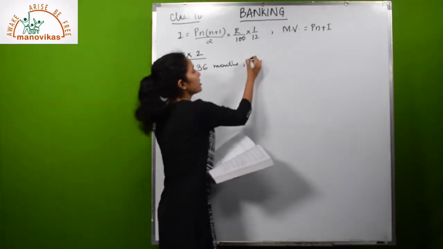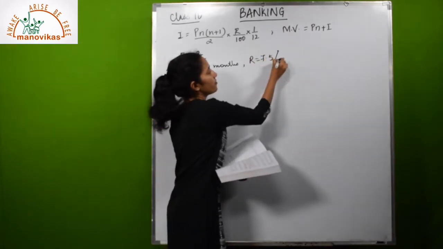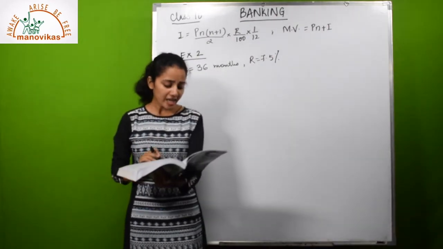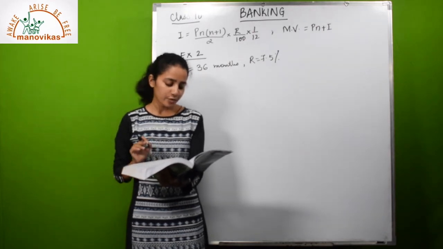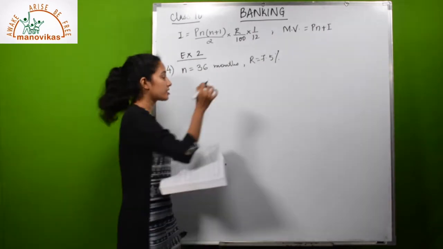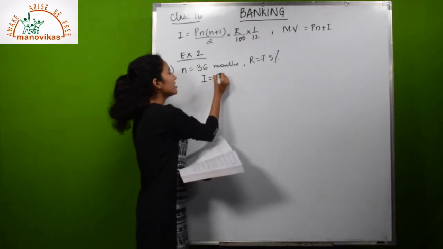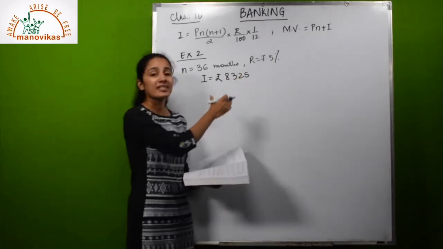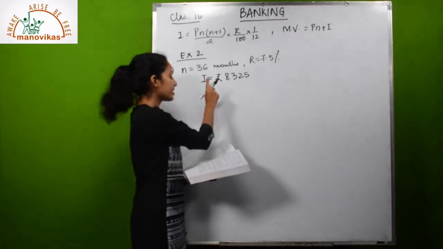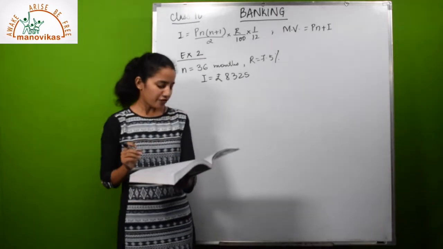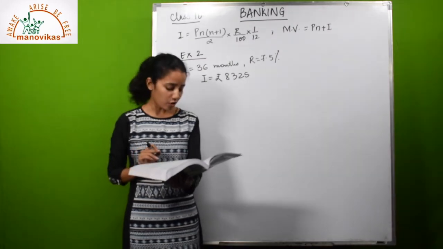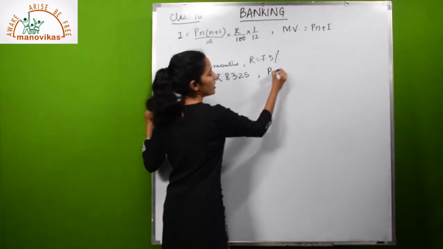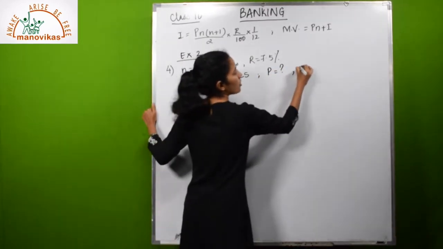Next is you are given the rate, which is 7.5% per annum. Note that the next sentence, if he gets rupees 8,325 as interest, it means you are given here the interest. They have mentioned this number and said that is the interest, meaning that is the interest here. Then you have to find the monthly deposit and the maturity value. Monthly deposit is nothing but P, that is the principal, and the matured value.